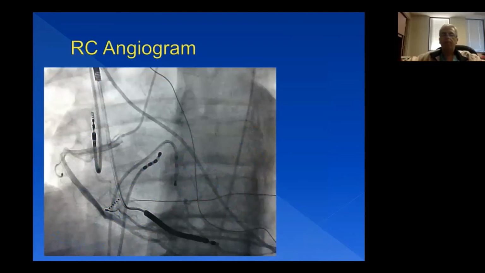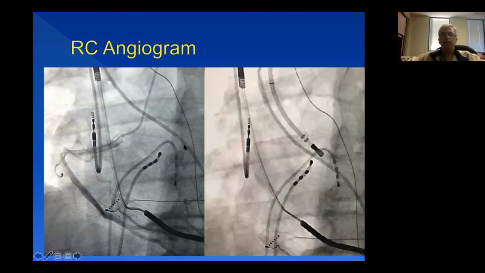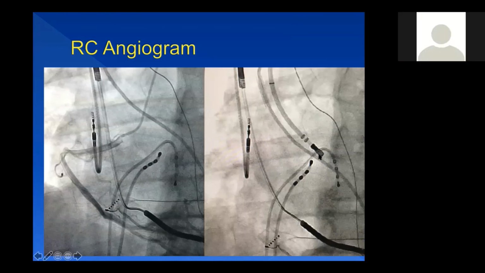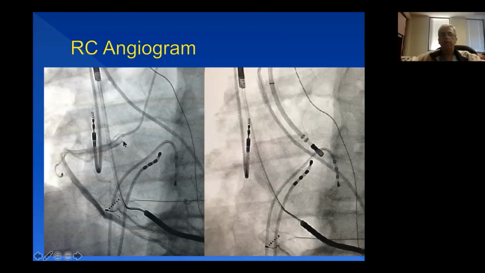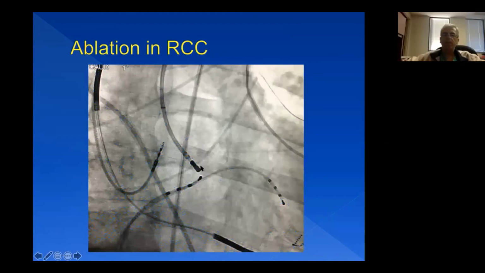Once again, we have to define the os of the right coronary artery or the left coronary artery before we ablate in these right and left coronary cusps, to make sure we are at a safe distance. This is an example of a right coronary angiogram. The same picture, the same angle, and this is the tip of the catheter in the right coronary cusp. You can appreciate the relative distance between the os, which would be here, and the tip of the catheter. That's a safe distance. This is the same catheter in RAO projection.